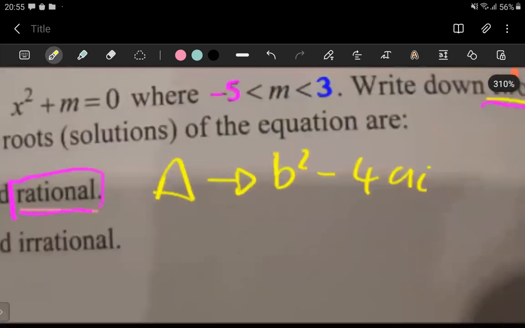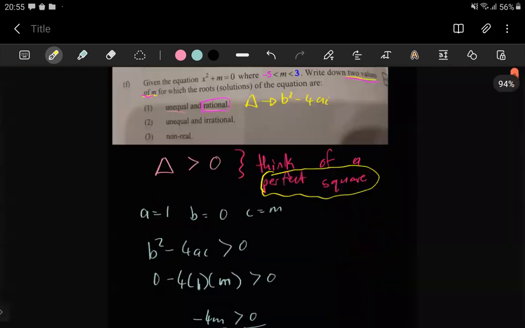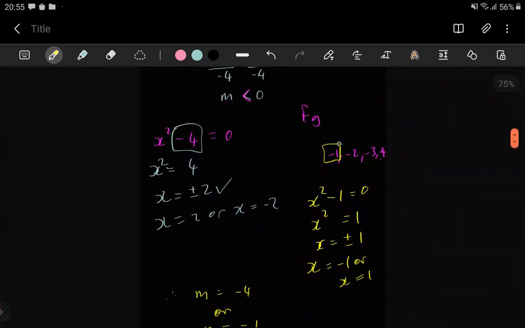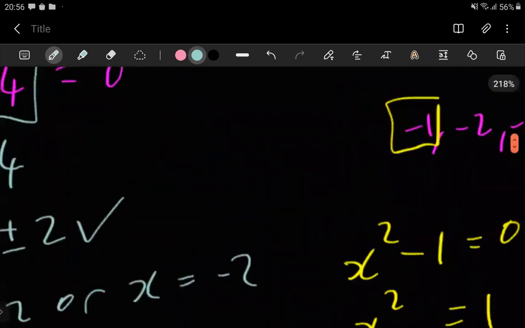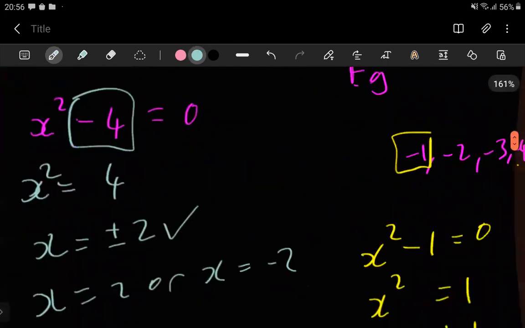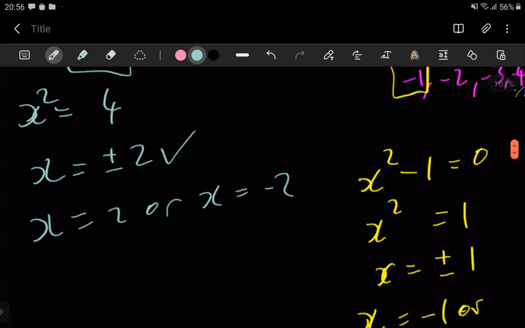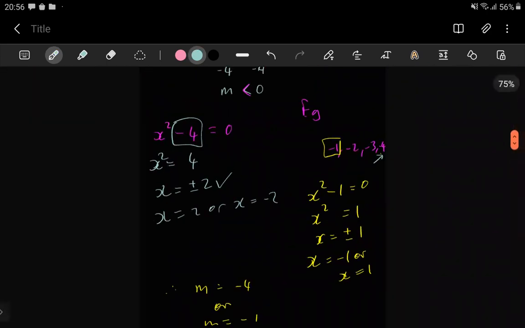So in this restriction, we should consider values for m that are smaller than 0. Amongst the values of m that are smaller than 0, the ones that will cause us to have roots that are not equal and roots that are rational, we are clearly seeing here it was just -1 and -4, like that.